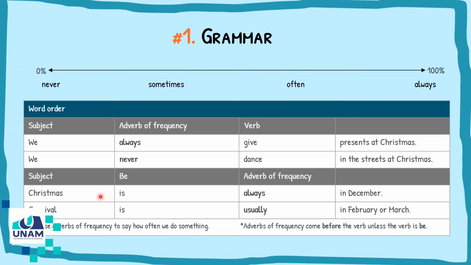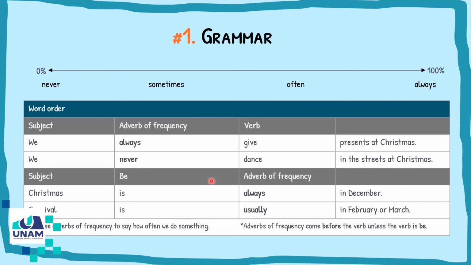Y vamos a traducir ahora las oraciones que están en el recuadro. We always give presents at Christmas. Nosotros siempre damos regalos en Navidad, ¿no? Pueden ser las razones que hayan, pero lo importante es mencionar el adverb of frequency. Always, ¿no? Luego tenemos we never dance in the streets at Christmas. Nosotros nunca bailamos en las calles en Navidad, ¿no? Es una actividad que pues no la hacen. Casi imposible, ¿no? Por eso utilizamos never, 0%.